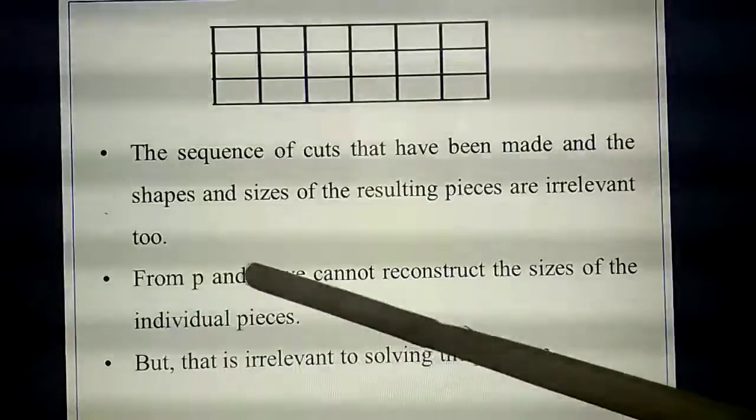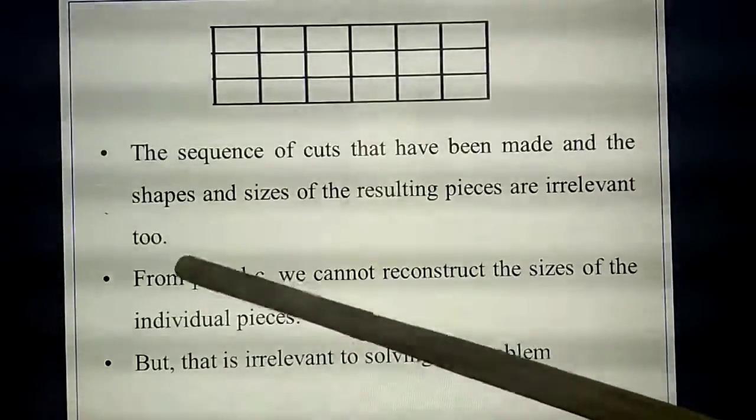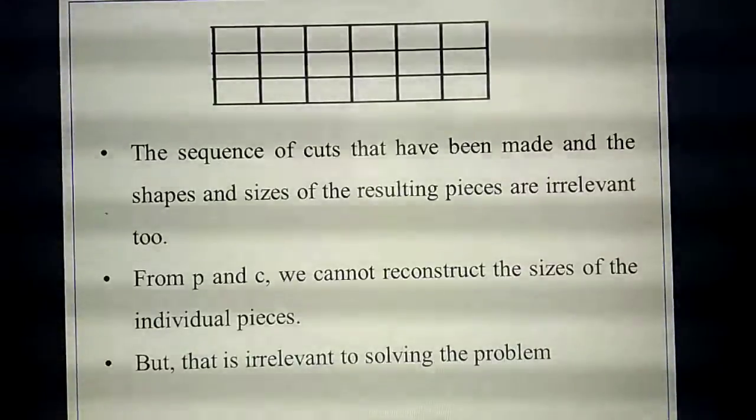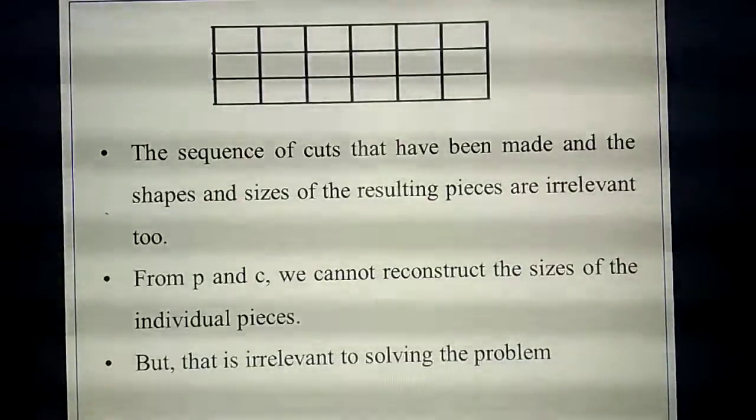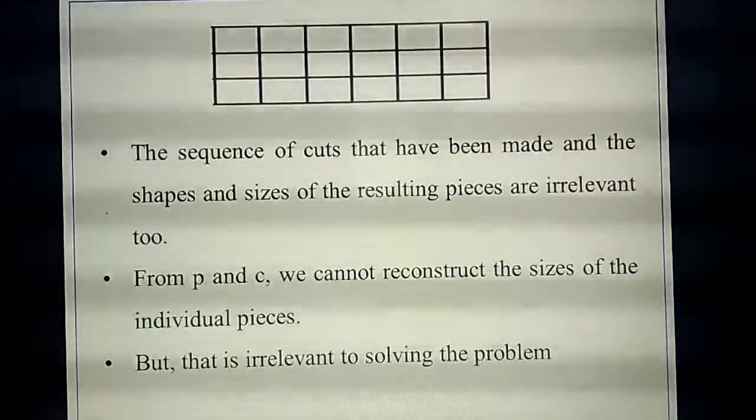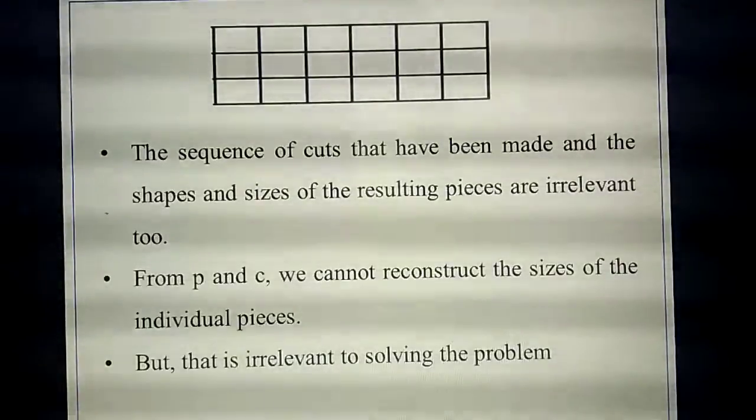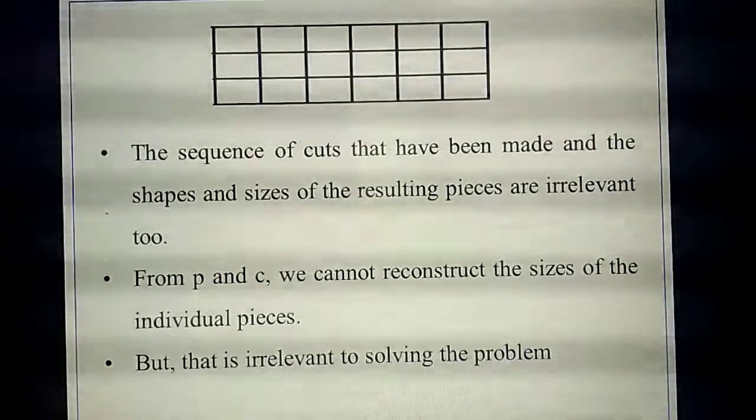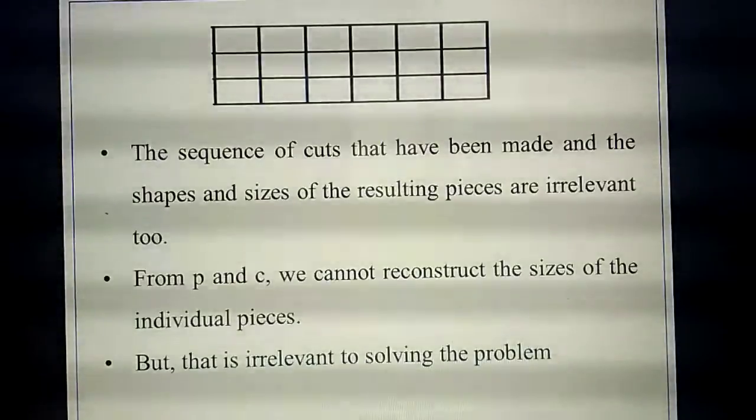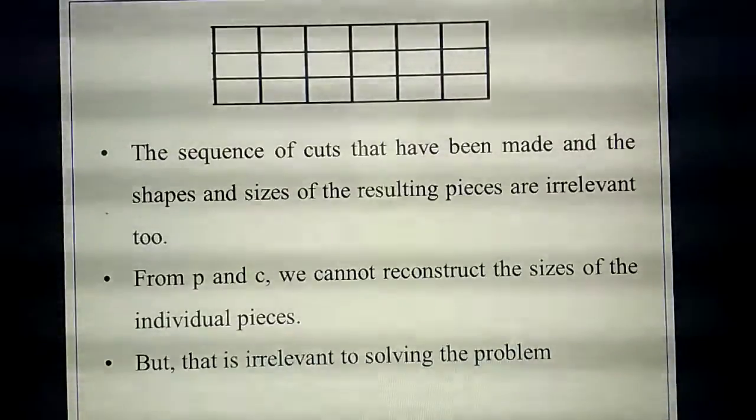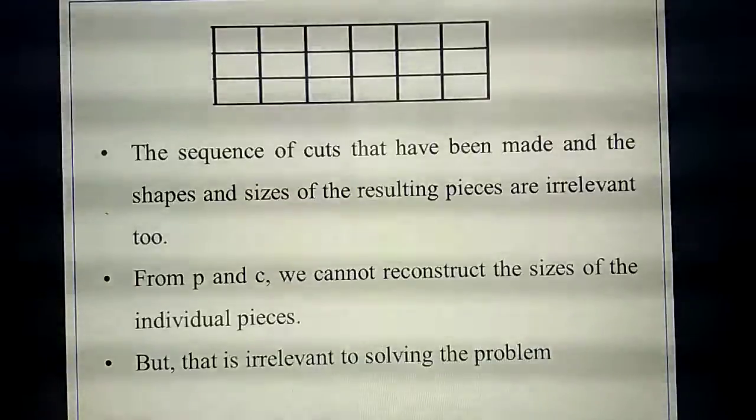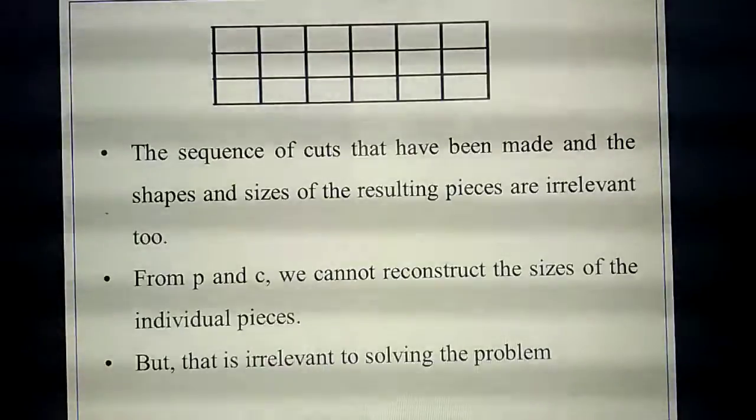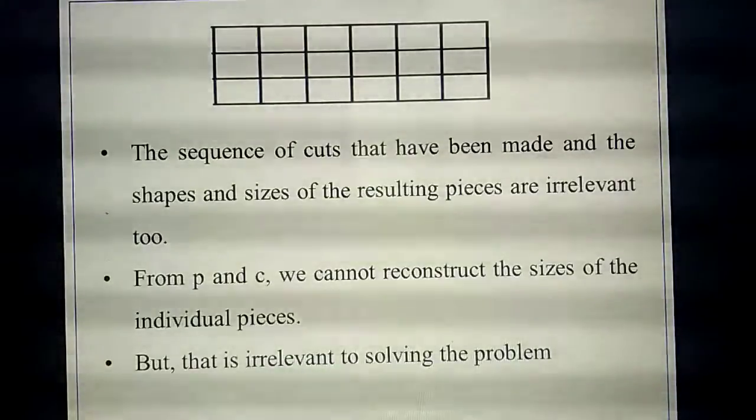That means P and C, the number of pieces and number of cuts. After making the pieces and cuts, you can't reconstruct the size of the particular thing. So these details are not important or irrelevant to solving the problem. Understand? So what things are irrelevant to solving the problem? The size and shape of each piece is not important. If you cut, after the cuts you can't reconstruct the size. So these are the irrelevant things for solving the problem. Understand how you need to write the abstraction problem?